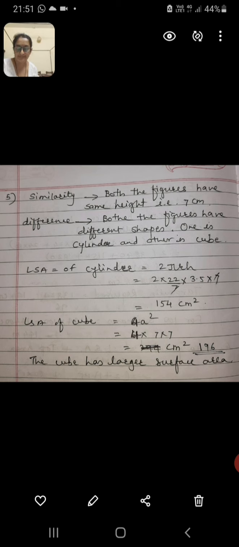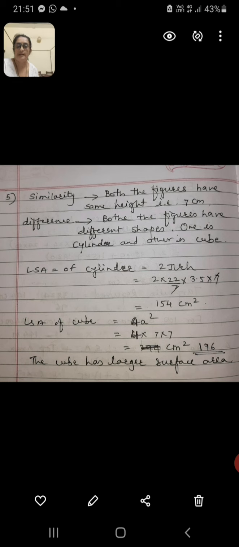Note that, children. There are 2 figures given, one is a cylinder and one is a cube. The length of the cube is 7, so length, breadth, height all are 7 centimeter, and the height and the diameter of the cylinder are also given, that is 7 centimeter and 7 centimeter. Now you have to tell what are the similarities and differences between these 2 given figures. That we will answer first.